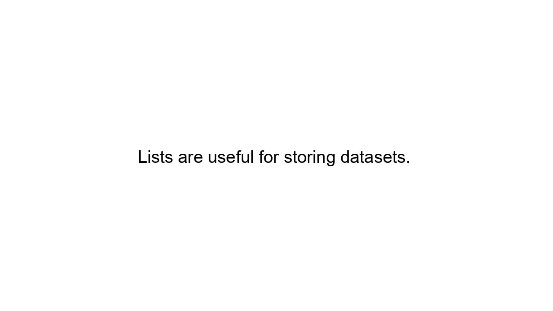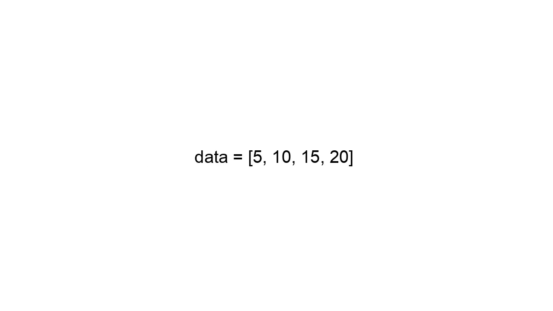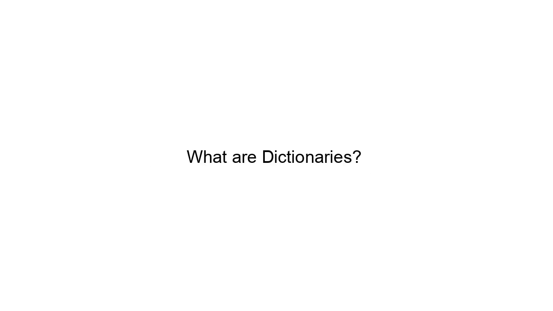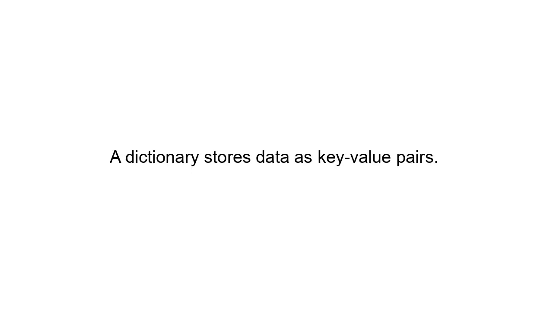Lists in AI. Lists are useful for storing datasets. Example. data = [5, 10, 15, 20]. average = sum(data) / len(data). print(average). Output: 12.5. Here the list stores numerical data that the program analyzes.